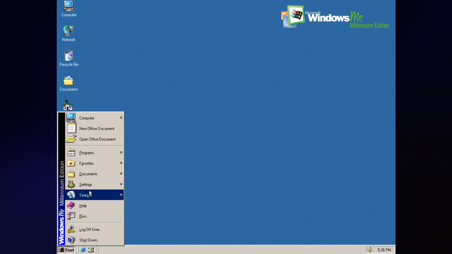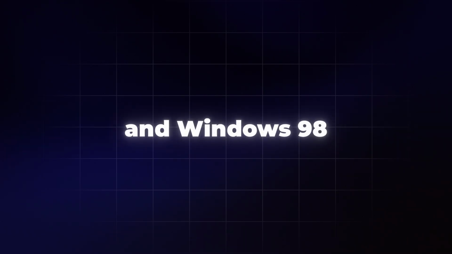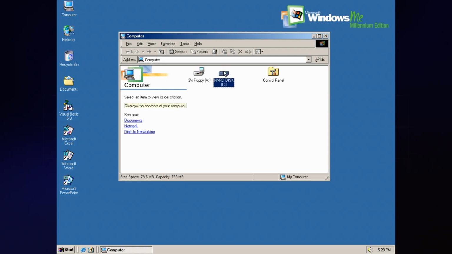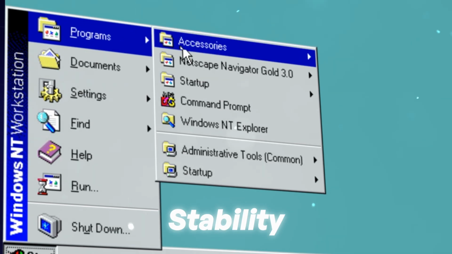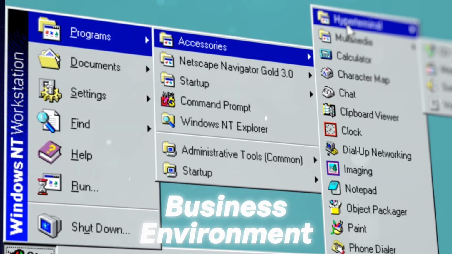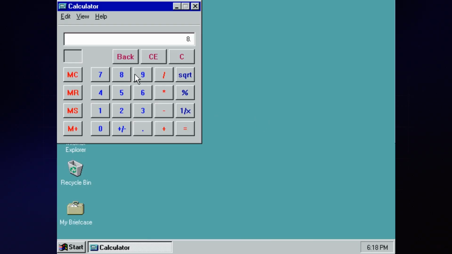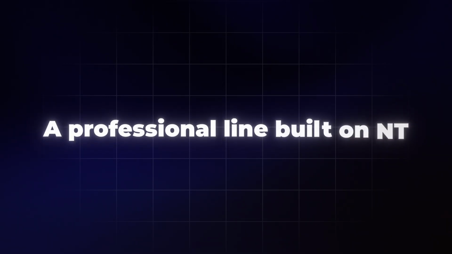Windows ME was designed as a home user operating system. It was part of the consumer Windows line, the same family as Windows 95 and Windows 98. But Microsoft was also moving in a totally different direction behind the scenes with Windows NT, which was built for stability, security, and business environments. So by the late 90s, Microsoft had two separate worlds: a consumer line built on top of DOS, and a professional line built on NT.